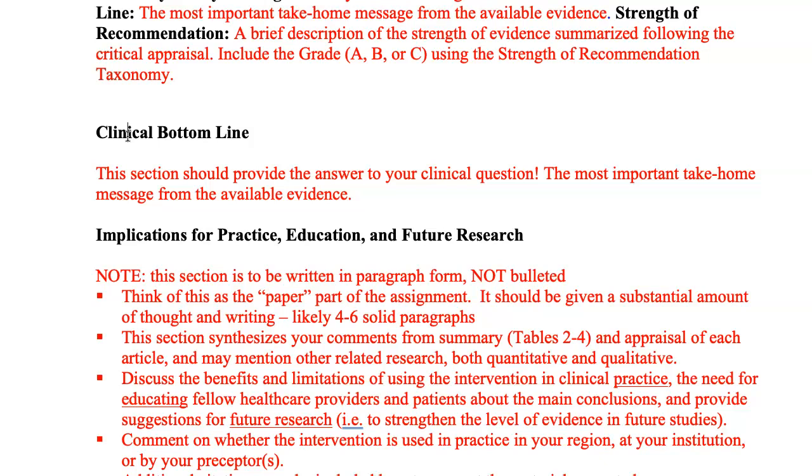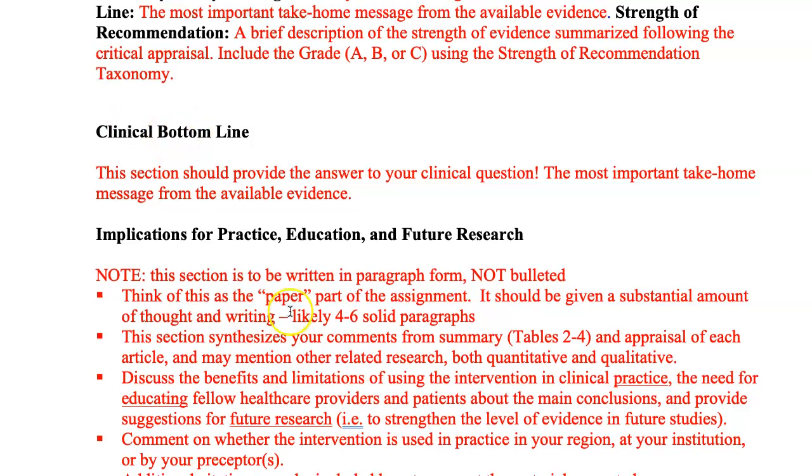Again, cite your references. Look at the sample articles. Look at other CAT papers. Make sure you watch that other video about clinical bottom line.